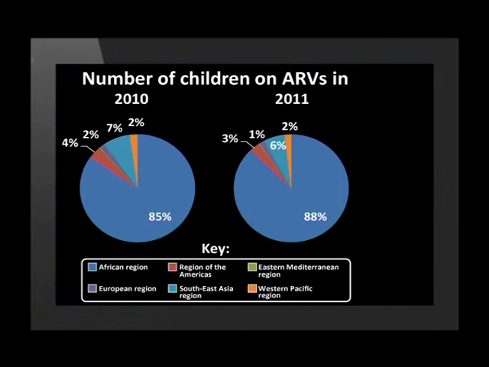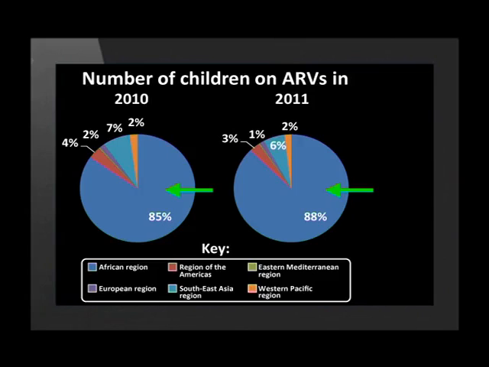This pie chart shows the number of children on ARVs around the world in 2010 and 2011. Let's analyze them together. There were 447,800 children receiving ARVs in 2010 and 566,200 in 2011. You will notice in the graph that 88% of the children receiving ARVs are in Africa. 6% are in the southeast.